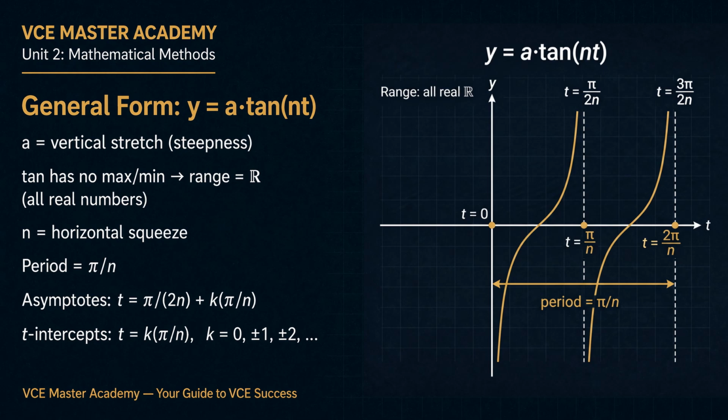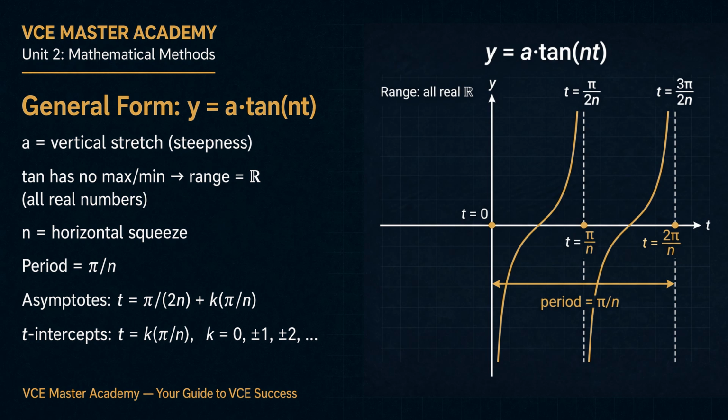The a out the front stretches the graph up and down, making it steeper. But remember, tan has no top and no bottom. It still climbs forever, so a never gives it a maximum or a minimum. The range stays all real numbers. The n inside squeezes the graph sideways, and it sets the period. The period equals pi divided by n.